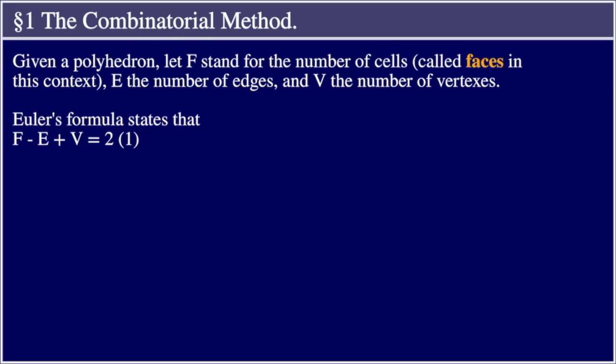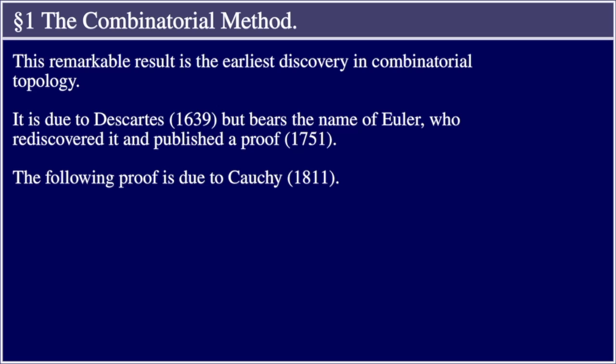Given a polyhedron, let F stand for the number of cells, called faces in this context, E the number of edges, and V the number of vertices. Euler's formula states that F minus E plus V equals 2, equation 1. This remarkable result is the earliest discovery in combinatorial topology. It is due to Descartes, 1639, but bears the name of Euler, who rediscovered it and published a proof in 1751. The following proof is due to Cauchy, 1811.